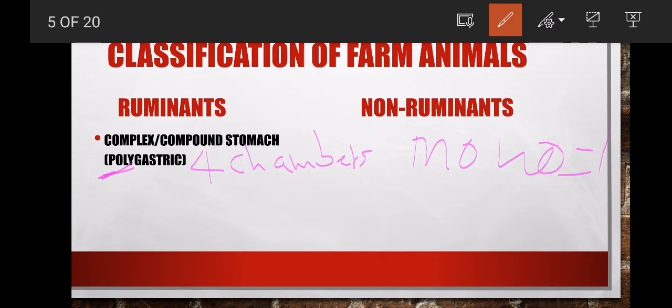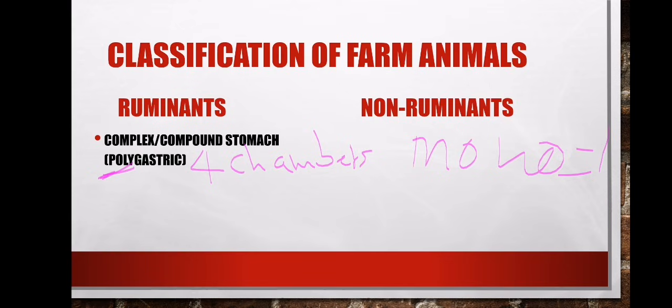Ruminant animals have a complex stomach. Non-ruminant animals have a simple stomach. Or you can say ruminant animals have a polygastric stomach, meaning many stomachs. But non-ruminants have a monogastric, 1 stomach. Mono means 1, gastric means stomach. Let us look at the second difference, good people.